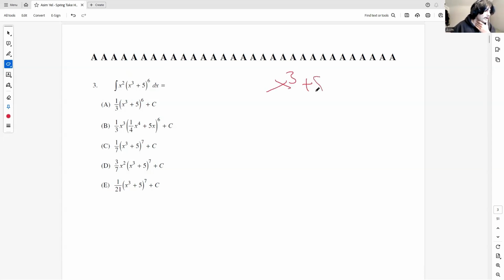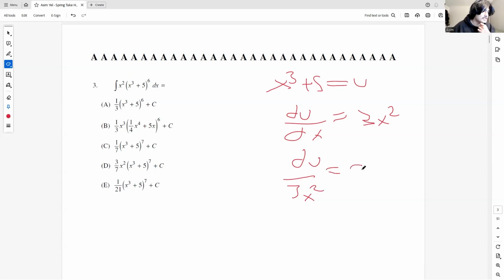So x cubed plus 5 equals u. Take the derivative: du dx is equal to 3x squared. Now, what is dx in terms of du over something? du over 3x squared is equal to dx. How do I come to this conclusion? You can just write 1 under it, cross multiply, and send the 3x squared to the bottom, and you end up with this.